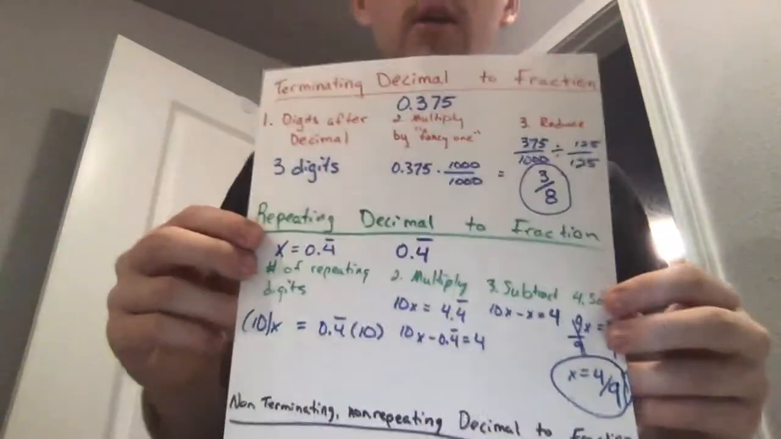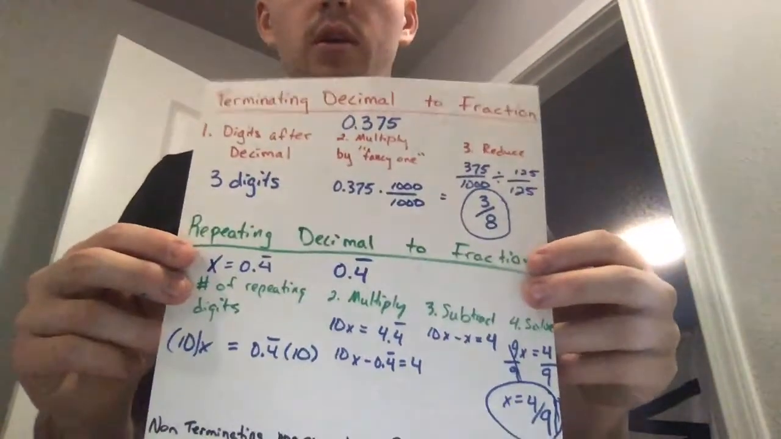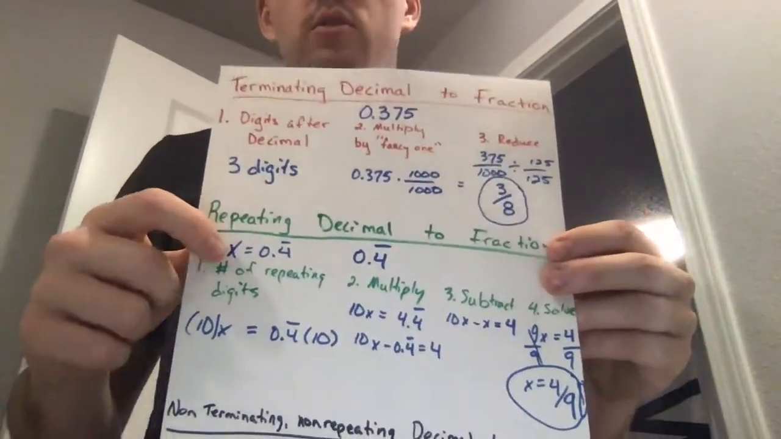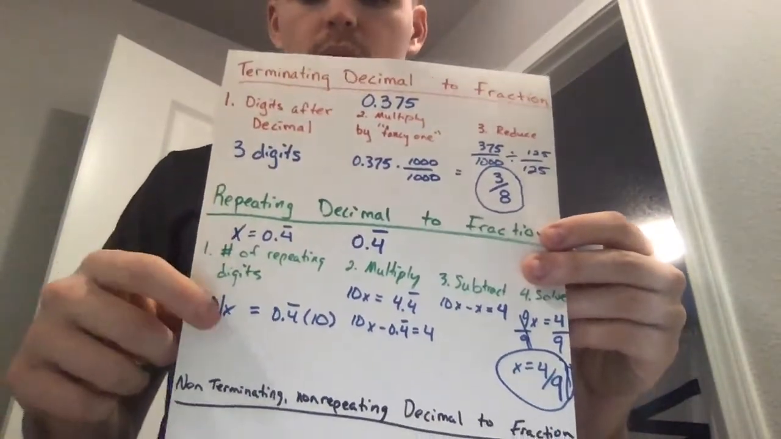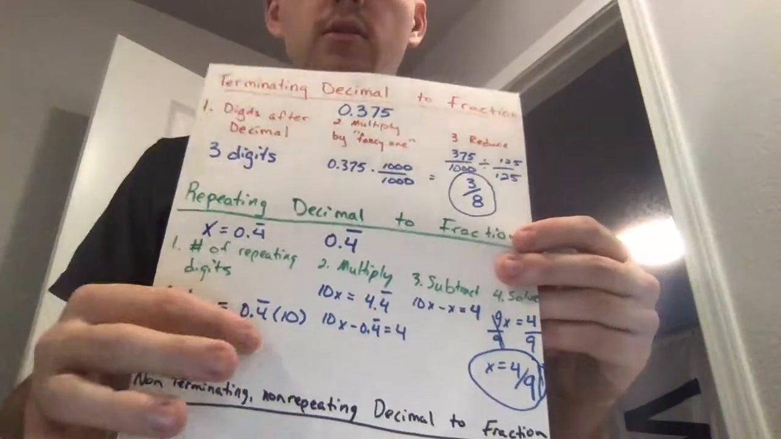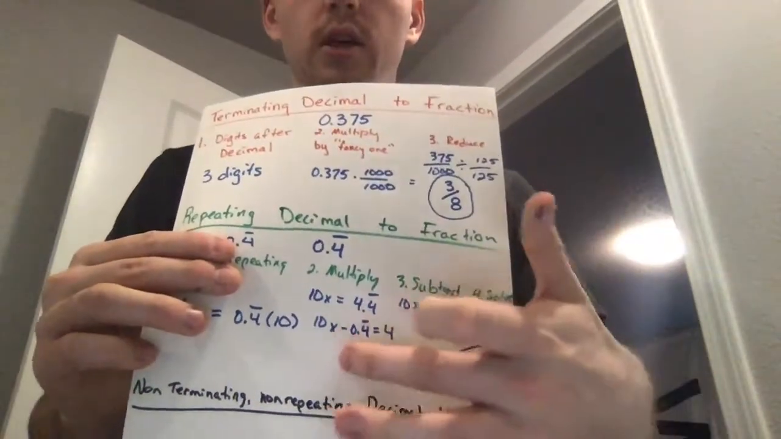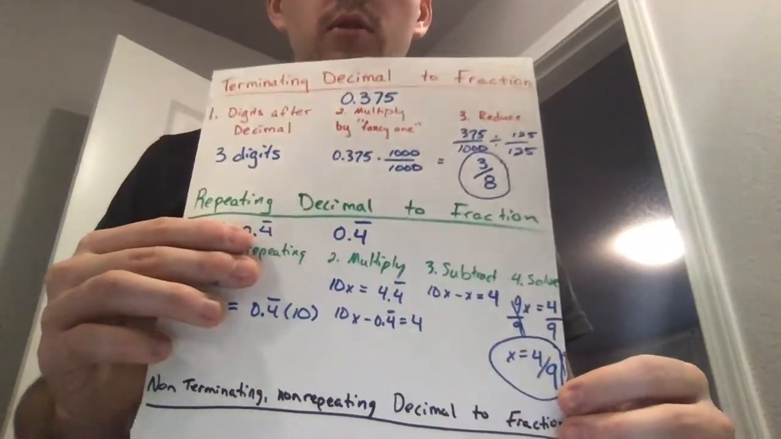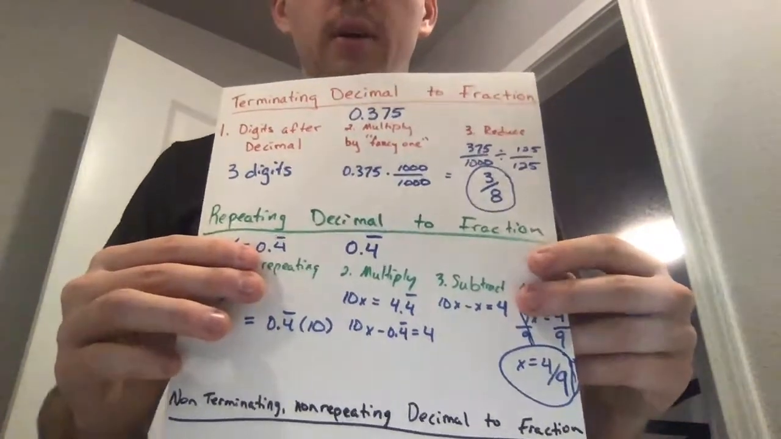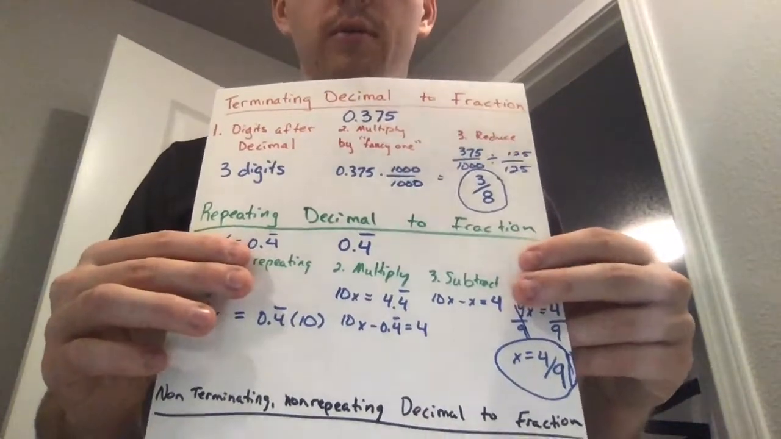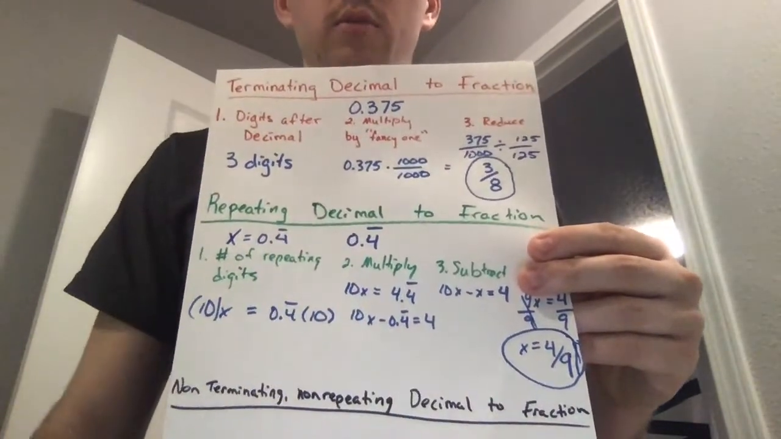Next, for a repeating decimal to a fraction, say our decimal is 0.4 repeated. First, you write that as an equation, so x equals 0.4 repeated. Next, the number of repeating digits is 1, so it's the tenths place, so we multiply by 10 on each side of the equation. So we have 10x equals 4.4 repeated. We simplify that by subtracting 0.4 repeated from it, to give us 10x minus 0.4 repeated equals 4.